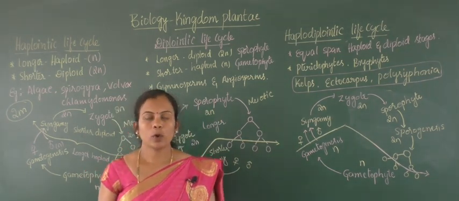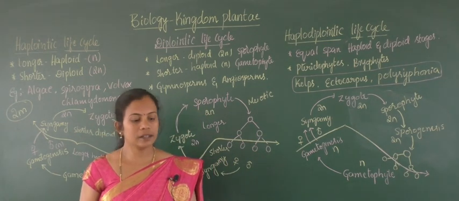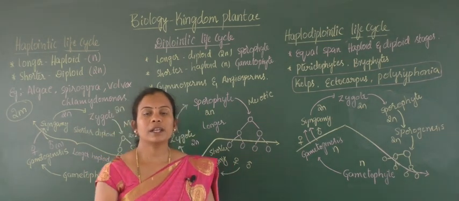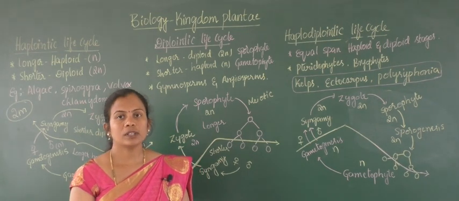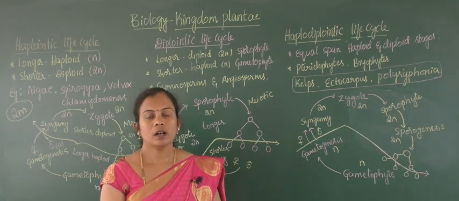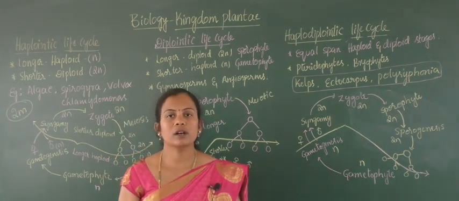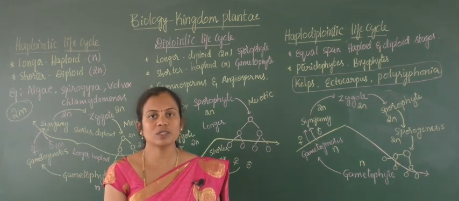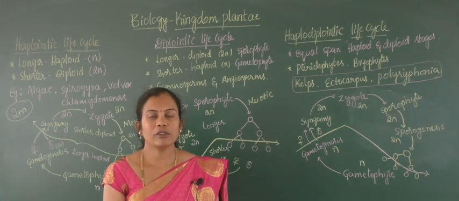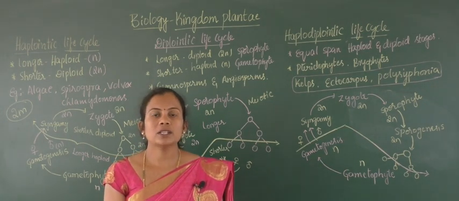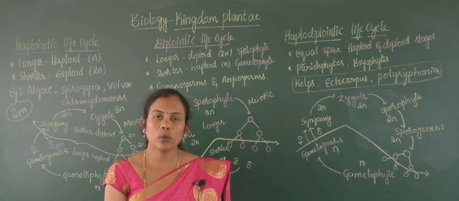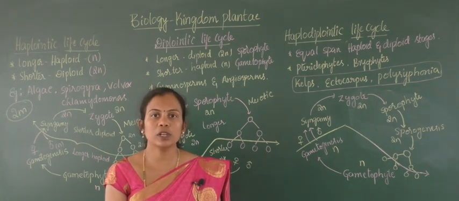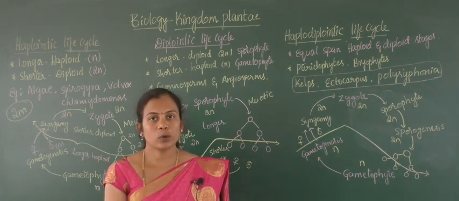So I hope you all understood this, and this completes the chapter Kingdom Plantae. In it you discussed the general properties of all the divisions like Thallophyta, Bryophyta, Pteridophyta, Gymnosperms and Angiosperms. Along with that, we went through the structure in detail, taking one example to understand the unique properties. So this is about the plant kingdom. Thank you, dear students.